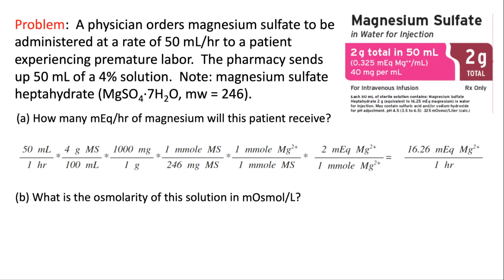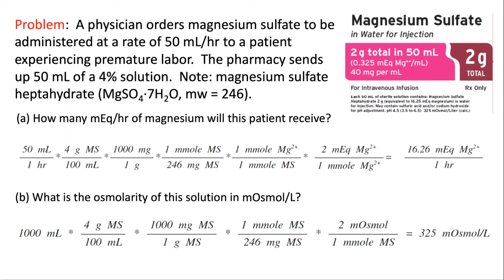All right, part B says, okay, go further. What is the osmolarity of this solution in milliosmoles per liter? All right. So one thing where we're going to start this question is the fact that it wants to know the osmolarity, which is the milliosmoles per liter. So we're going to need to know our milliosmoles standardized for the volume of a liter.